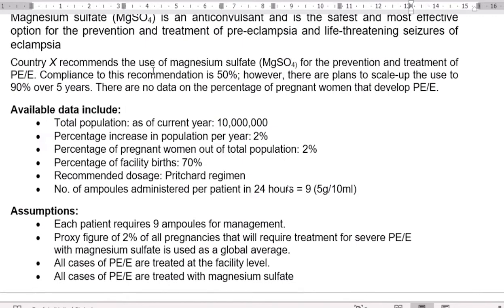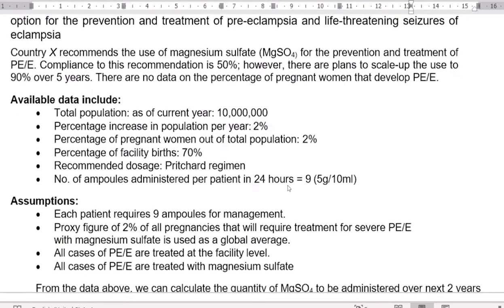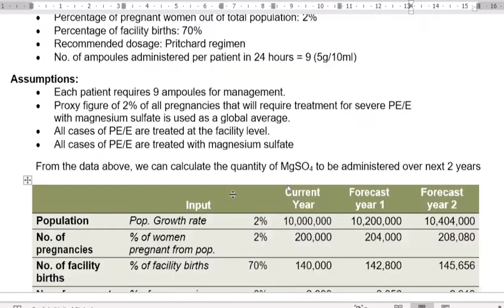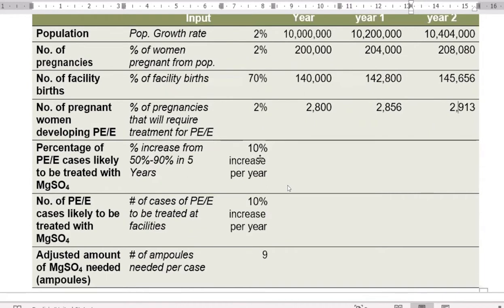Compliance to this recommendation is 50%. However, there are plans to scale up the use to 90% over 5 years. What we are doing here is simply factoring the percentage increase per year, which is set at 10%.